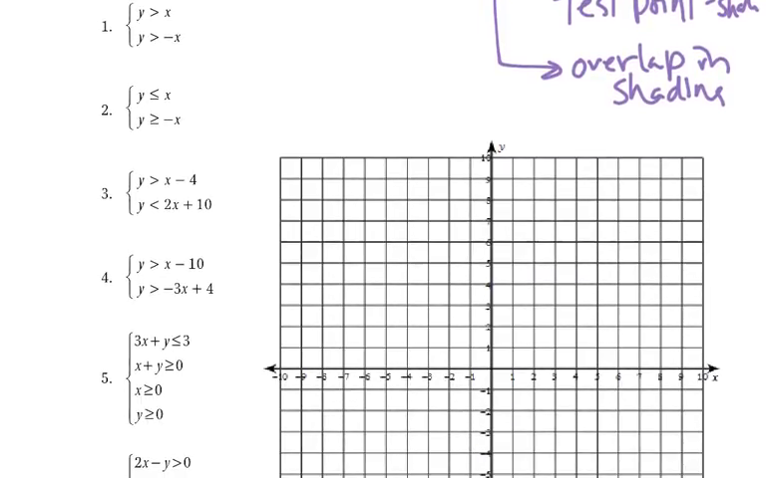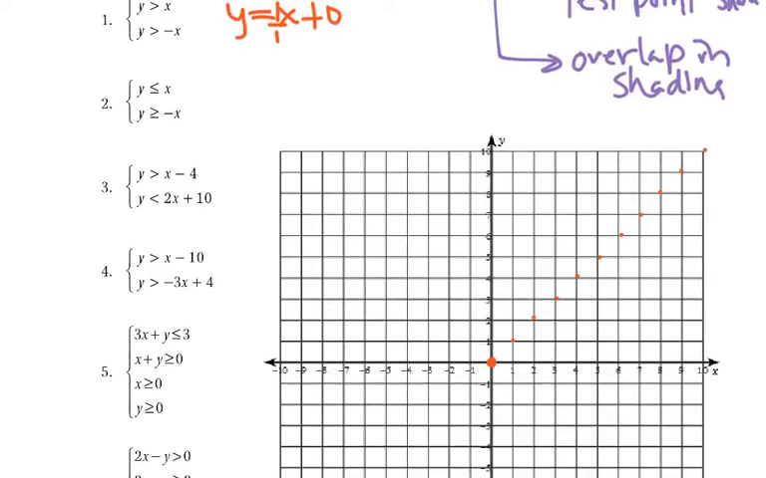So y is greater than x. So think of that as y equals x. Well, there's no y-intercept, so our y-intercept would be at 0. Our slope is 1 over 1, so we go up 1 to the right 1, up 1 to the right 1, and so on. And we could also go back the other way, as far as we need to. Then we look, there's no line underneath, so I know it's going to be a dashed line here.